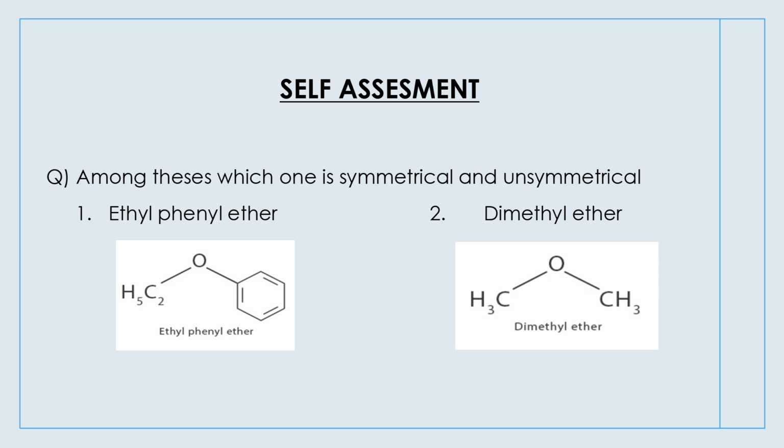You can easily see that in dimethyl ether we have the same group, so it is symmetrical or simple. Whereas for the ethyl phenyl ether we have different groups, so it is unsymmetrical, which is also known as the mixed ether. You might get this in your multiple choice questions, so make sure that you choose the correct answer and get full marks for that specific question. Symmetrical ether is also called the simple ether. Unsymmetrical is also termed the mixed ether.